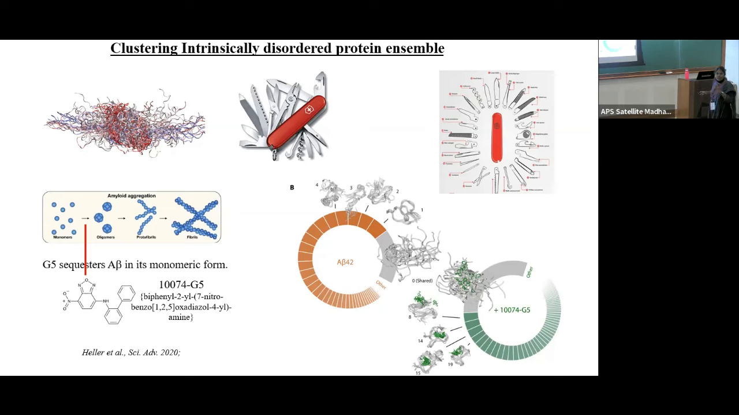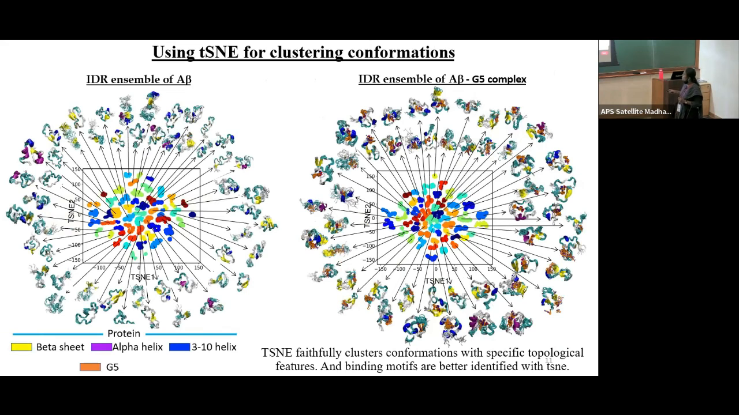In this paper, they have applied a classical clustering algorithm like hierarchical clustering. But what happened is you can see the dominant cluster in both the apo as well as the ligand bound state corresponds again to a very heterogeneous mixture of data. The dominant cluster is not separated into unique states. When we apply t-SNE on these data sets, we can see that all the conformational ensemble of A beta in the apo state as well as in the ligand bound state can be categorized into distinct homogeneous states.